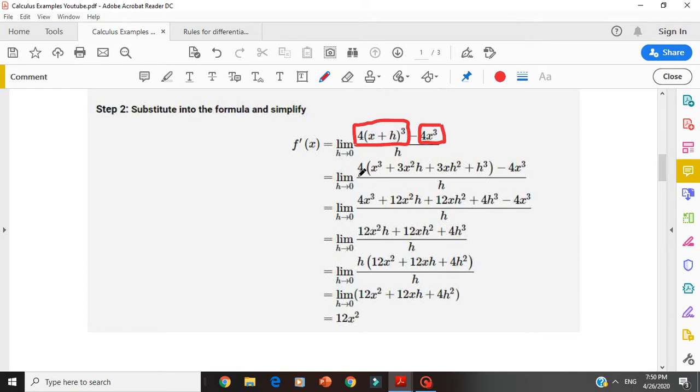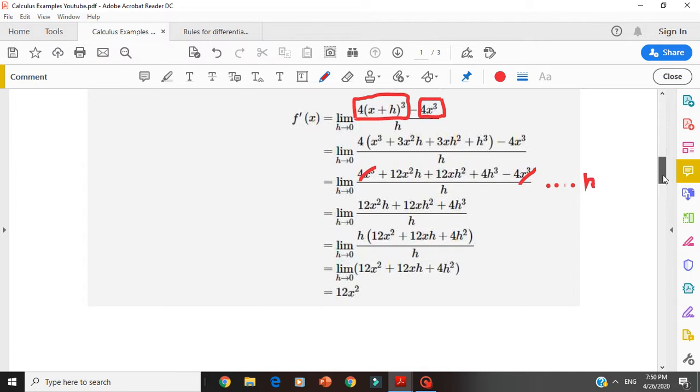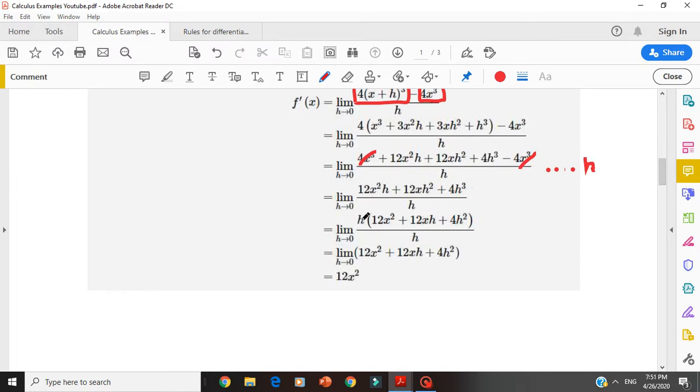So here we have 4 times x cubed plus 3x squared h plus 3xh squared plus h cubed, minus the original function 4x cubed, divided by h. Notice that the 4x cubed and the 4x cubed cancel, and so we're left with an expression all in terms of h. So the next thing we can do is take h out as a common factor. That's what we do to cancel the h.